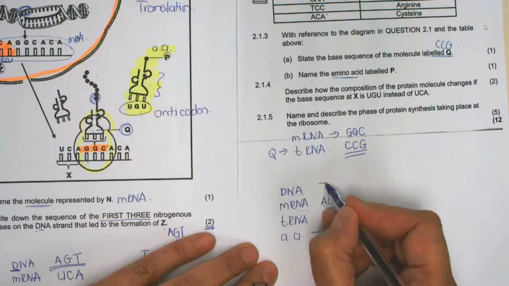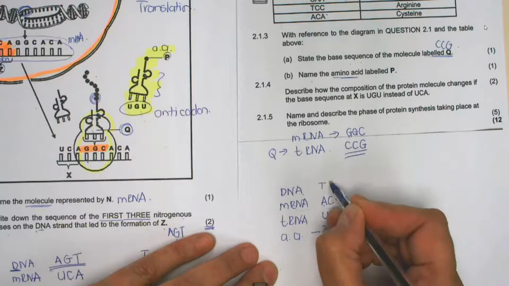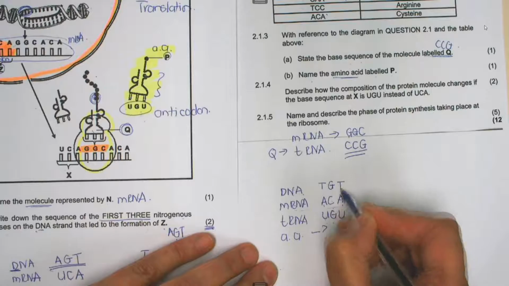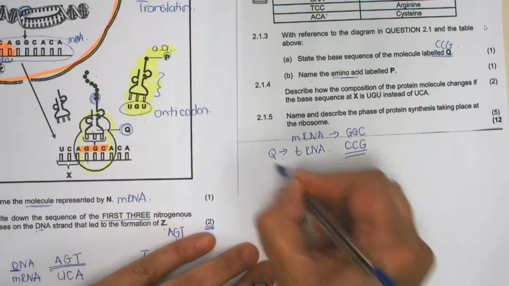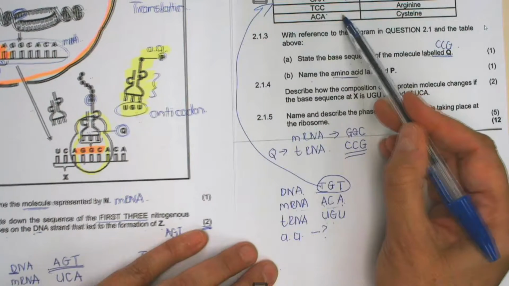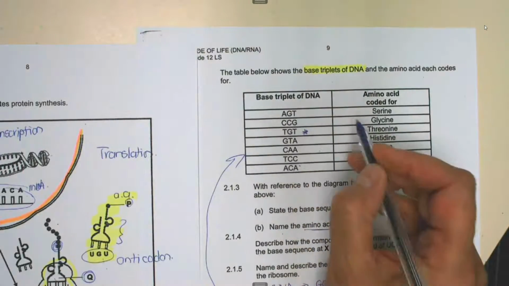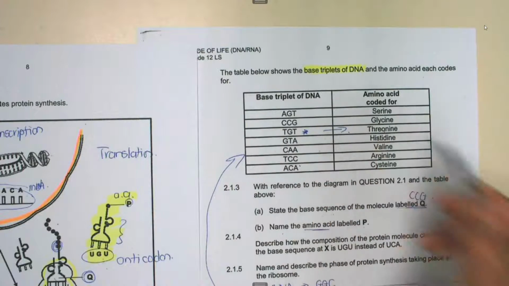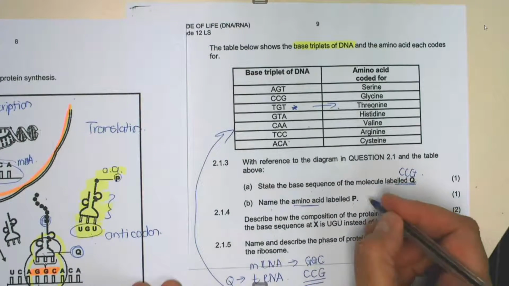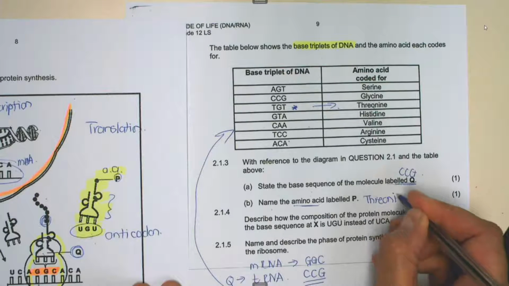The DNA will be T, G, T. So now I have the DNA. Now I can use it. I get it from there. Do you see a T, G, T there somewhere? Let me just move it. Yes, there's a T, G, T. And what is the name of the amino acid? 309. All right, that's the answer.